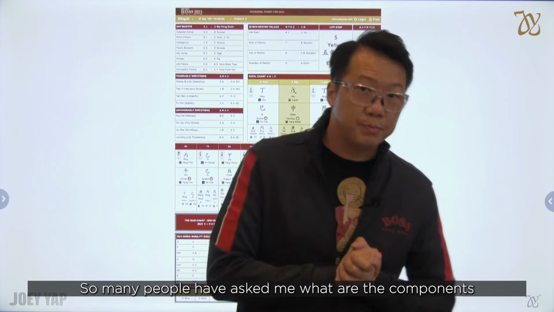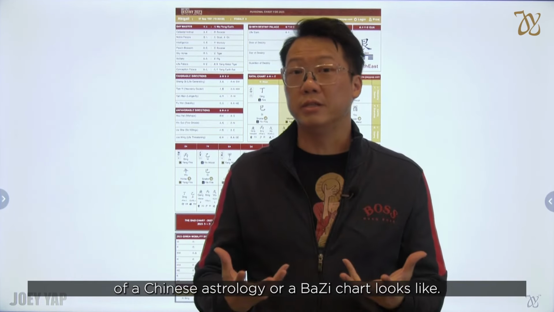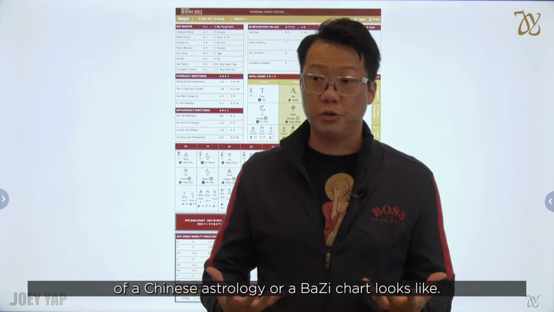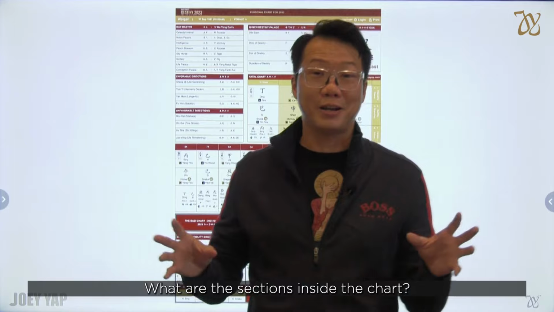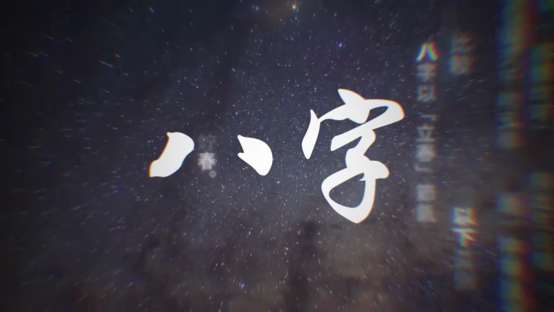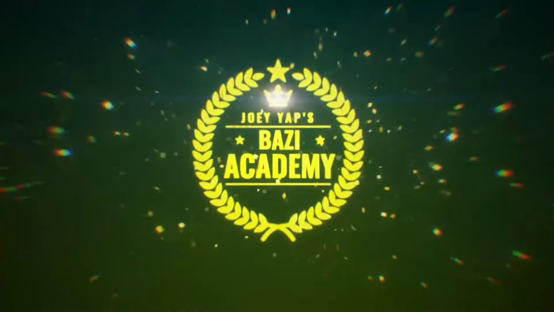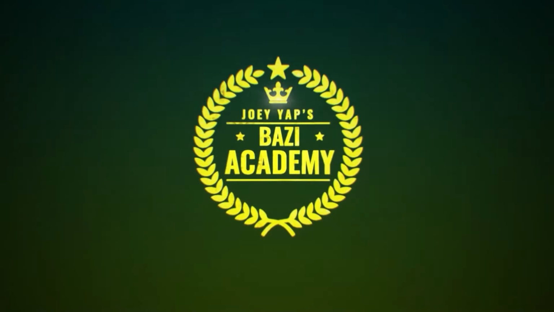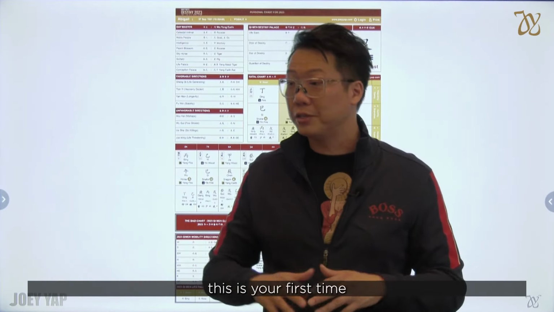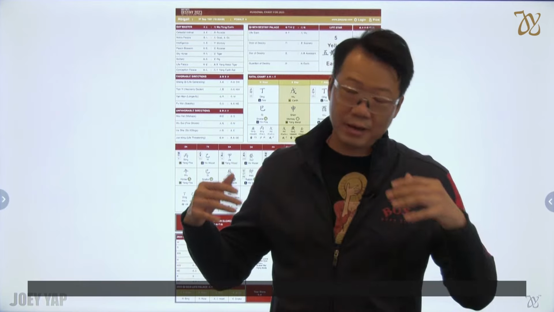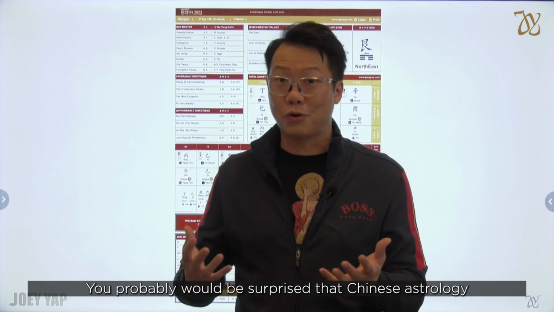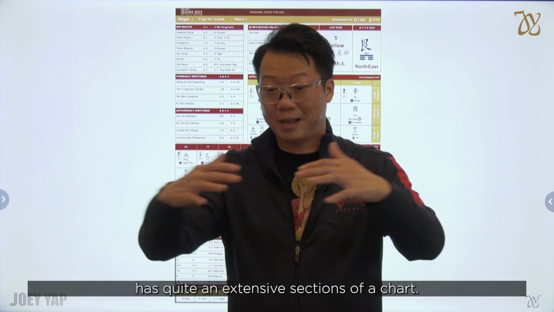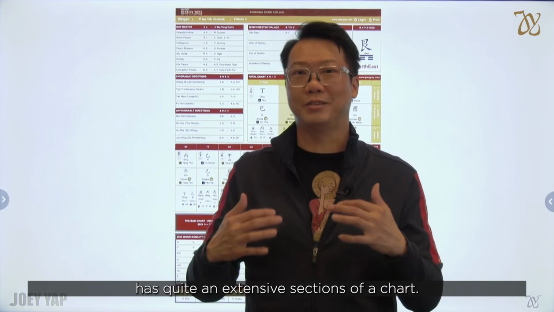So many people have asked me, what are the components of a Chinese astrology or a BaZi chart? What are the sections inside the chart? Now, if you are a total beginner and this is your first time hearing about Chinese astrology, you would probably be surprised that Chinese astrology has quite extensive sections in a chart.